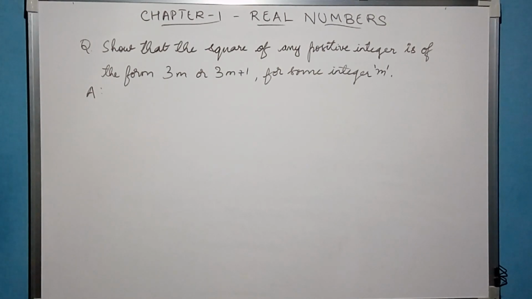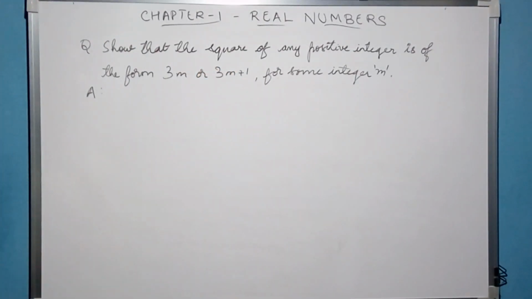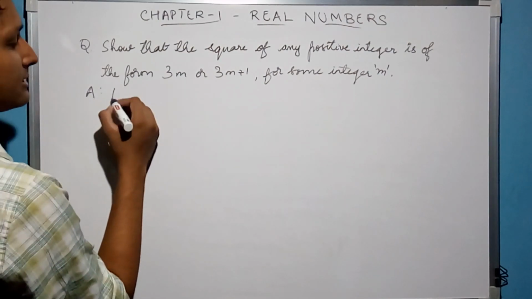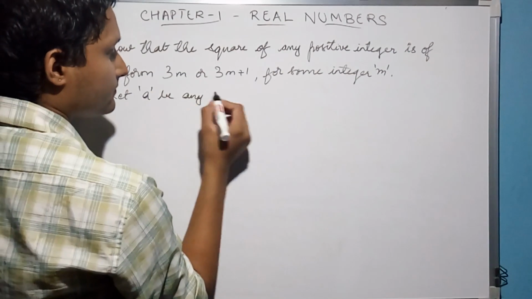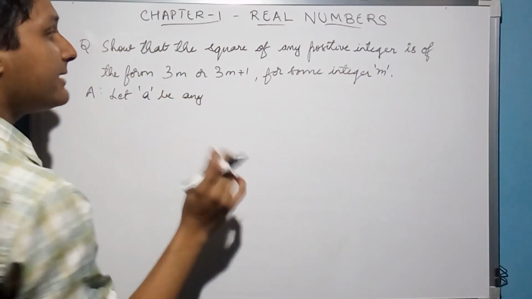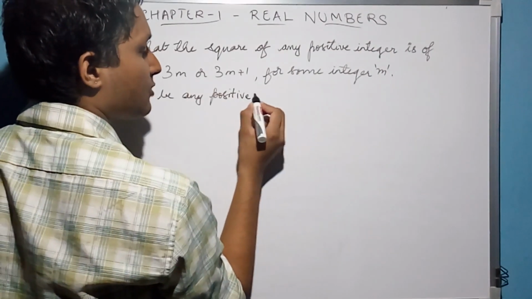We have the next question now. It states that you need to show that the square of any positive integer is of the form 3m or 3m plus 1 for some integer m. So for any positive integer, you should show that it's a multiple of 3 or a multiple of 3 plus 1. Euclid's division lemma, that is the same thing. Let a be any positive integer. It is given as a positive integer, so you need to write that.